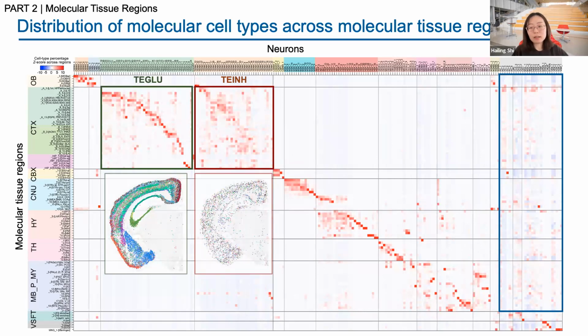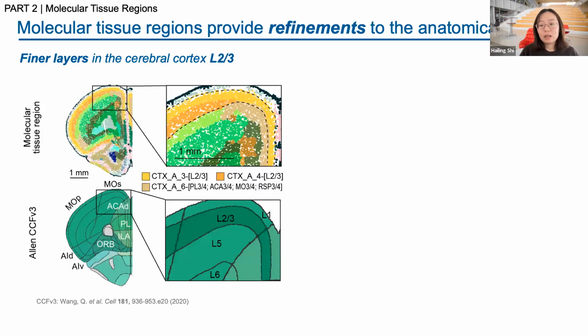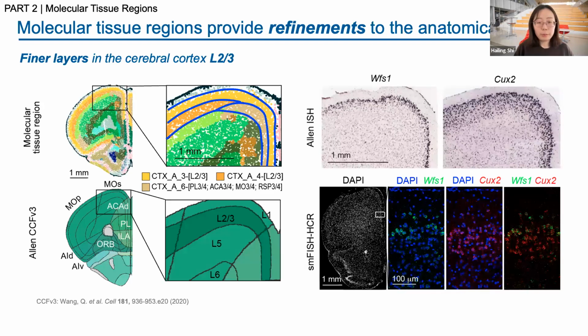So besides studying these cell types in the context of tissue regions, we also found many interesting observations by studying the molecular tissue regions and the gene expression features in the context of brain anatomy. So I'll continue with a few examples where the molecular tissue region can provide refinements into the anatomical atlas. For example, we found this finer laminar structure in the cerebral cortex layer 2-3, supported by the marker gene spatial distribution.